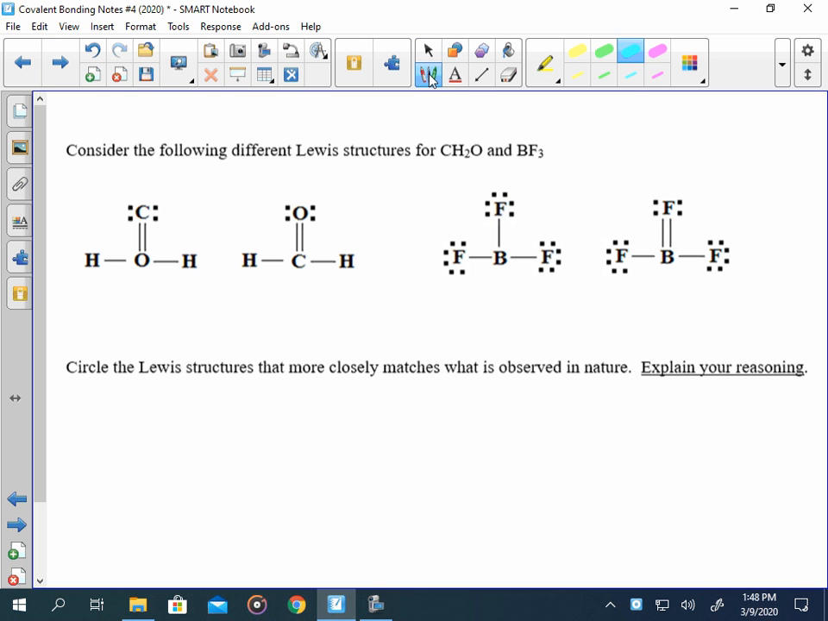I don't like how I've written this, so I want to clarify. For CH2O, you could write it this way or you could write it that way. Okay, now I've highlighted to help you see where I switched the oxygen and the carbon. Everything has an octet, okay? But please tell me which of these two would you expect to see in nature?